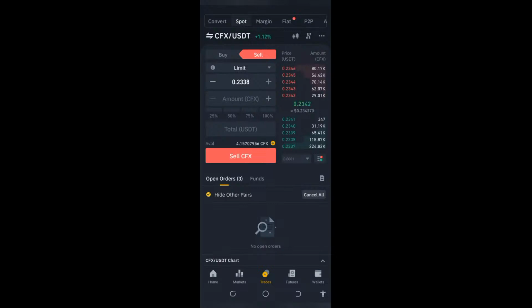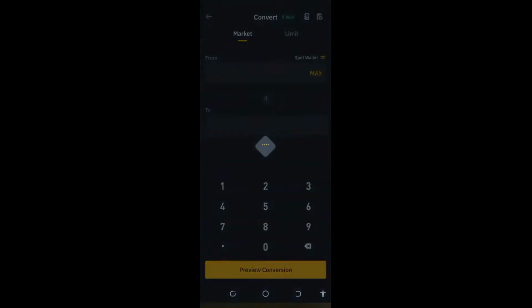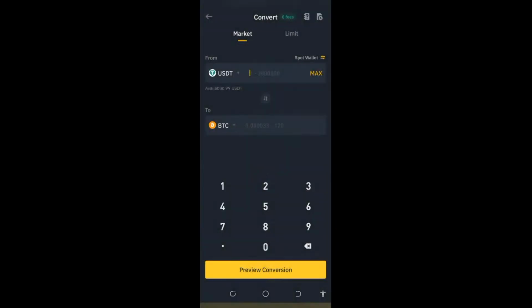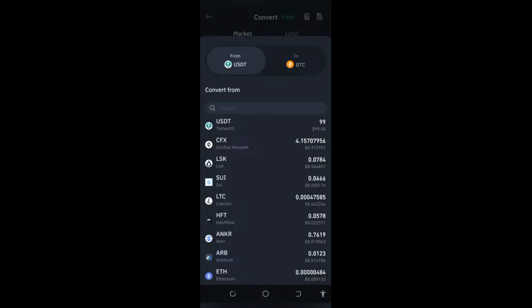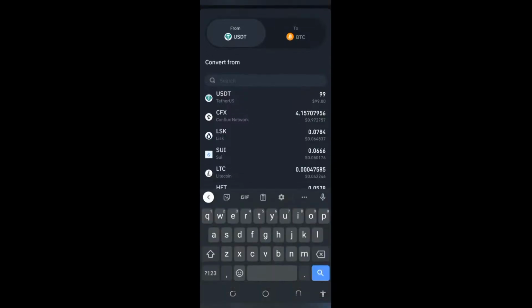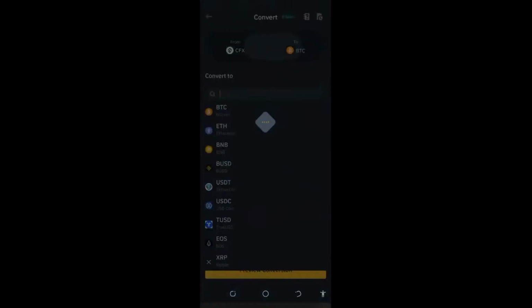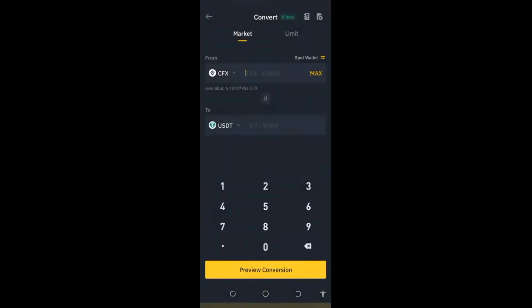4.15. We sent out 4.26. Now it's at 4.15. Obviously, we cannot change it here, so we have to go back to our convert and put that in here. Let's put in CFX, and then USDT. And let's see how much we get. Max. Let's see how much we get.